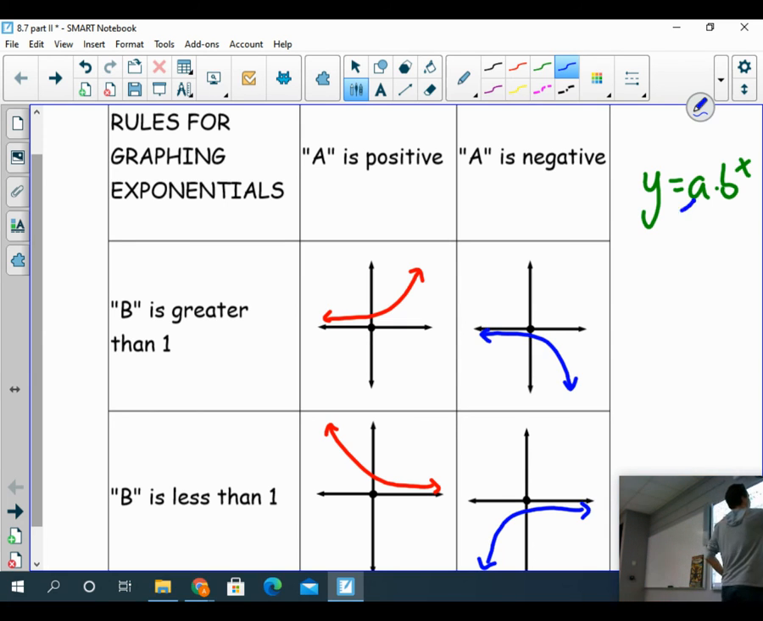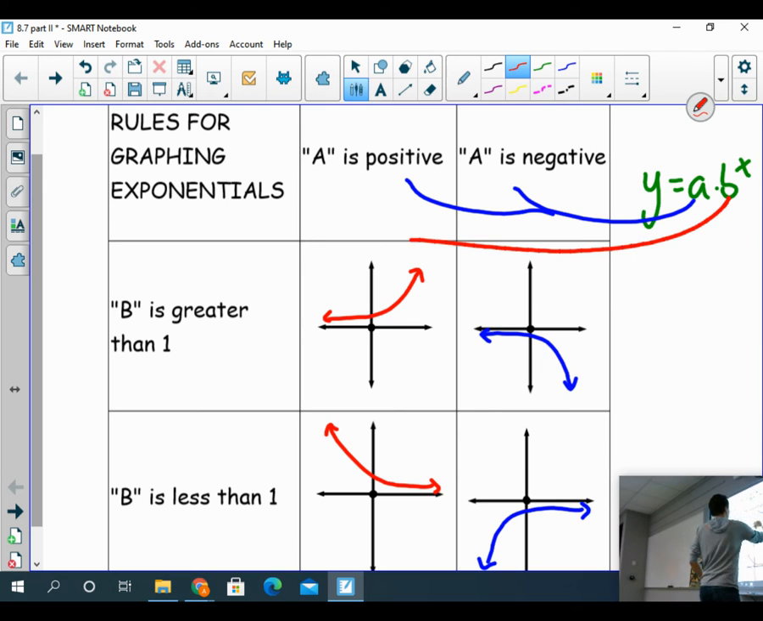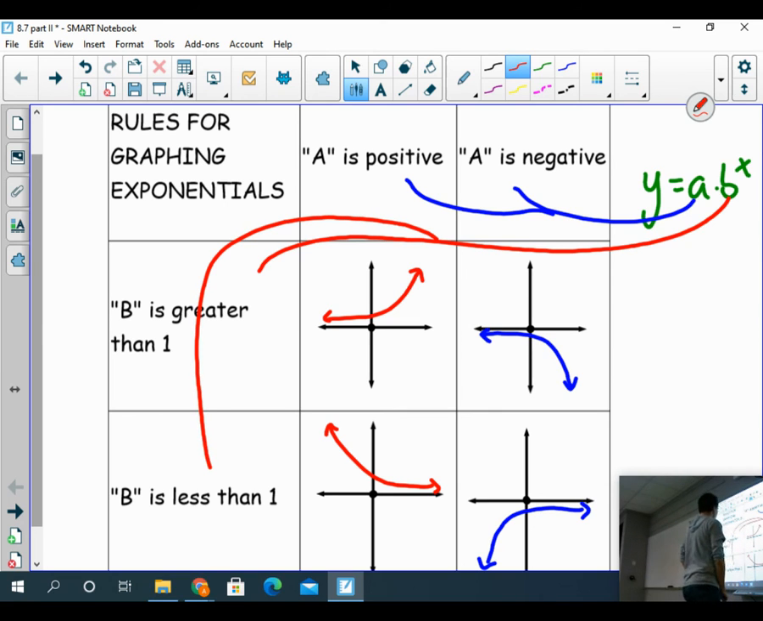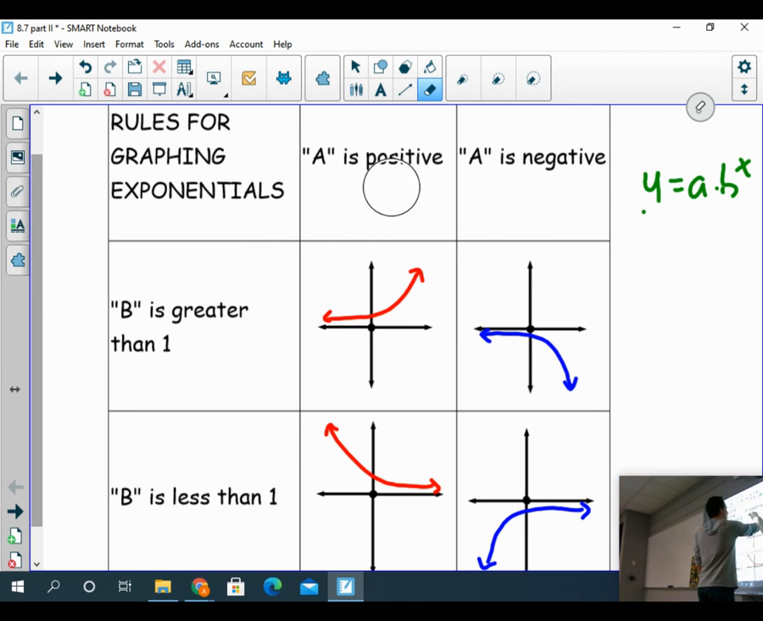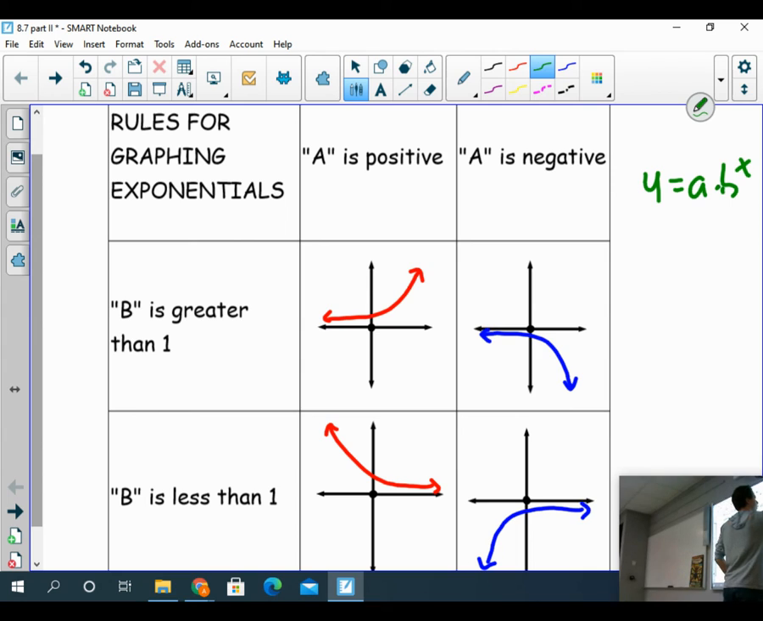But dependent on what the a value is, or what the b value is, will depend on what ends up happening with our graph. What you can see here is I've drawn some general pictures. So what are we looking at here? Well, what you should notice is the a and the b influence different things. You see, what the a value will influence is what side of the x-axis the curve is on.